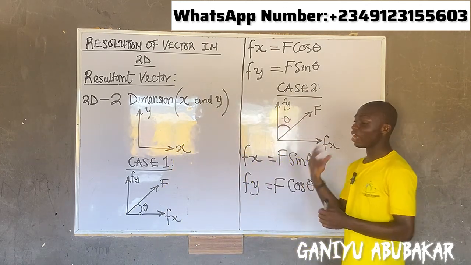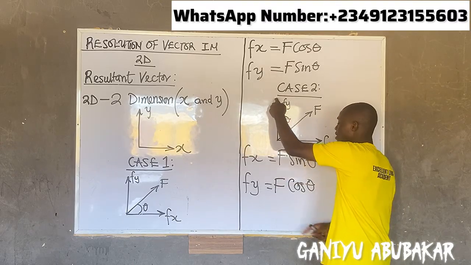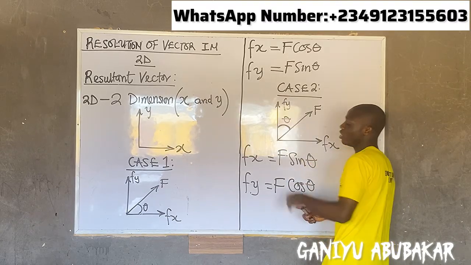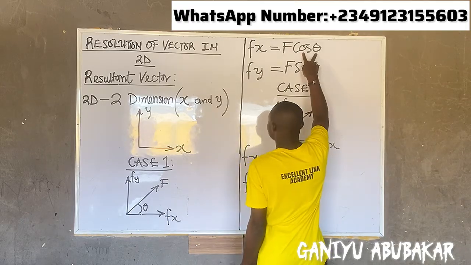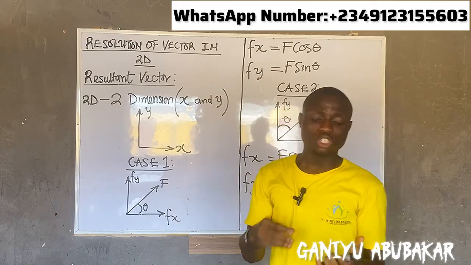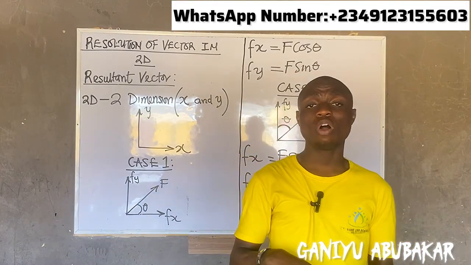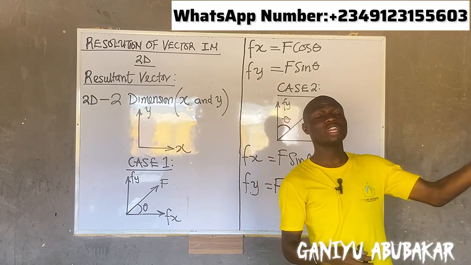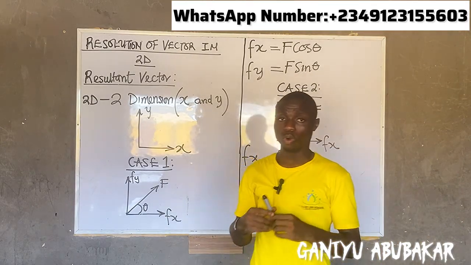So observe my language. The angle is lying on the vertical, so it means the vertical becomes cos. The angle is not on the horizontal in this case, so it means f of x becomes what? The sine, while the other one becomes cos. So I'm saying this: anywhere the angle is lying on becomes cos. The other side, the other one becomes sine automatically.